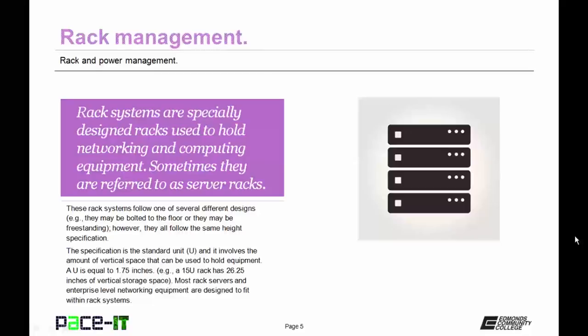Now, the standard unit involves the amount of vertical space that can be used to hold equipment. A standard unit is equal to 1.75 inches. So a 15U rack has 26.25 inches of vertical storage space. Most rack servers and enterprise-level networking equipment are designed to fit within rack systems.